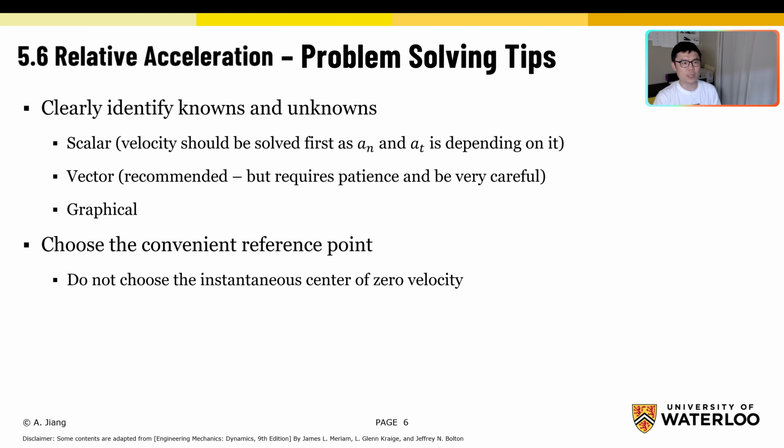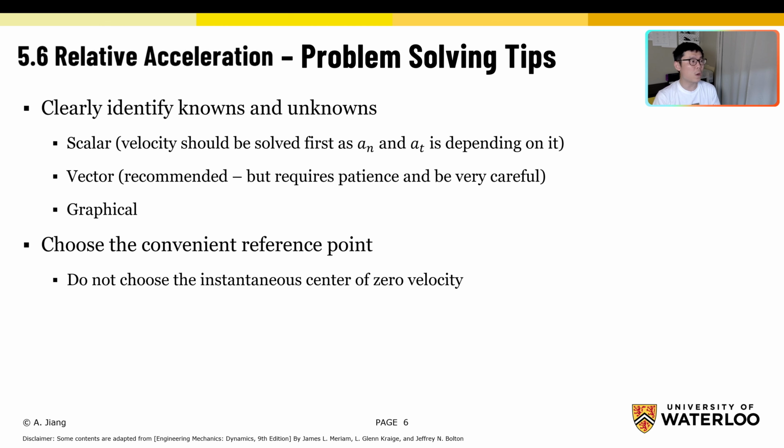So here are some general tips. You will have to clearly identify knowns and unknowns, and you have 3 different methods that you can use: scalar, vector, or graphical. You need to choose 1 or 2 convenient reference points, but you do not want to choose the instantaneous center of zero velocity because we need the acceleration in both n and t direction. If you choose that point, then you don't have the t direction acceleration.